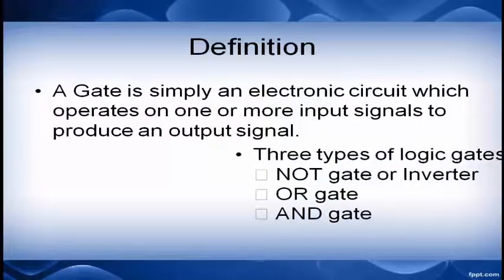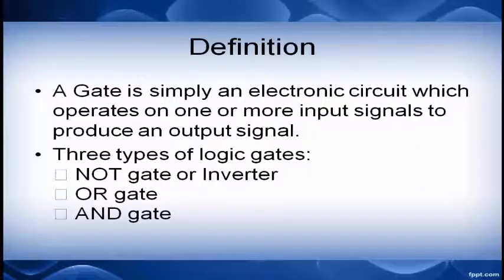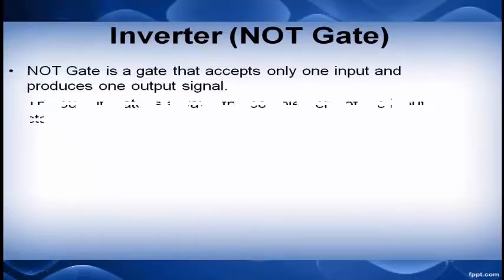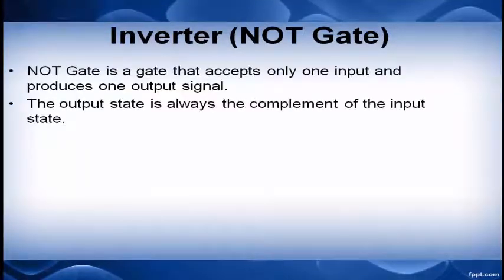Now, I would like to explain the types of logic gates. The first logic gate is NOT gate. Now, I am going to explain this gate in detail. Inverter. Inverter is also called as NOT gate. An inverter is a gate with only one input signal and one output signal. The output state is always the opposite of the input state. An inverter is also called a NOT gate because the output is not same as the input. The output is complement of the input.